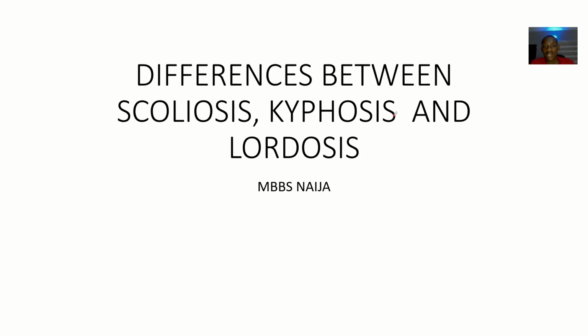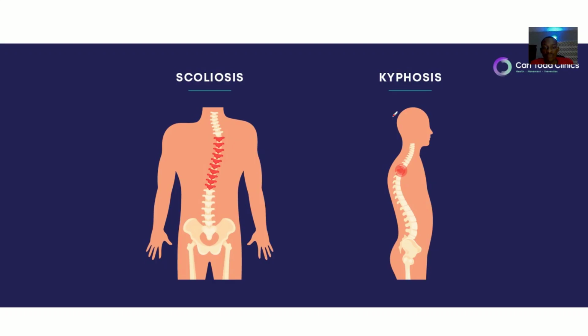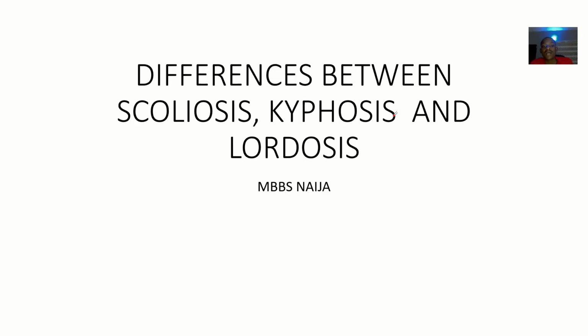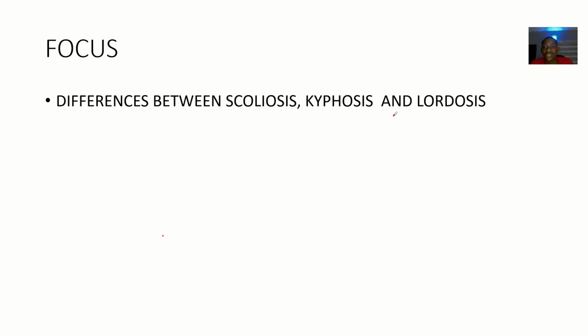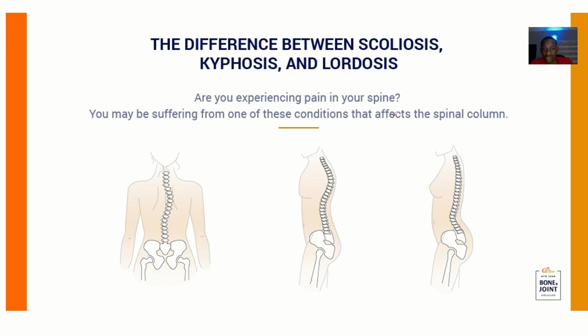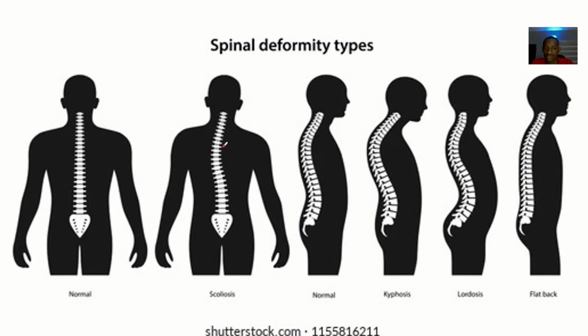Alright, so we're getting to look at the differences between what? Three conditions of the spine. Okay? And this is known as what? Scoliosis, kyphosis, lordosis. See, this is lordosis. This is what? Scoliosis, where the spine is going to the side. This is kyphosis. Lordosis, there's a problem down at the lumbar area. Kyphosis, there's a problem up here, at the thoracic region.